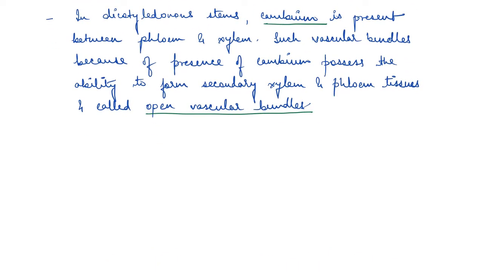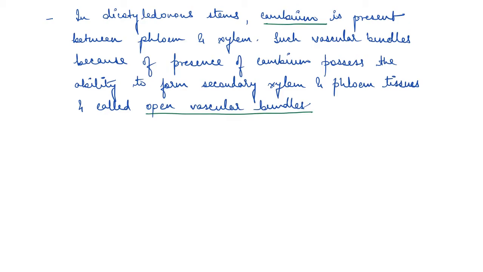Now, what happens in dicot stem, right? So we'll take it separately in different parts of the plant. In dicotyledonous stem, what happens? Cambium is present between phloem and xylem. Remember, okay? Now, such vascular bundles, because of the presence of cambium, possess the ability to form secondary xylem and phloem tissues. Now, guys, I hope you have gone through the previous video where we discussed a bit about primary and secondary xylem and primary and secondary phloem tissues, right?